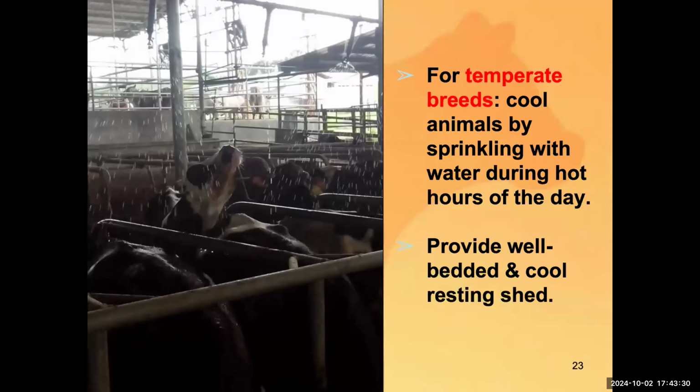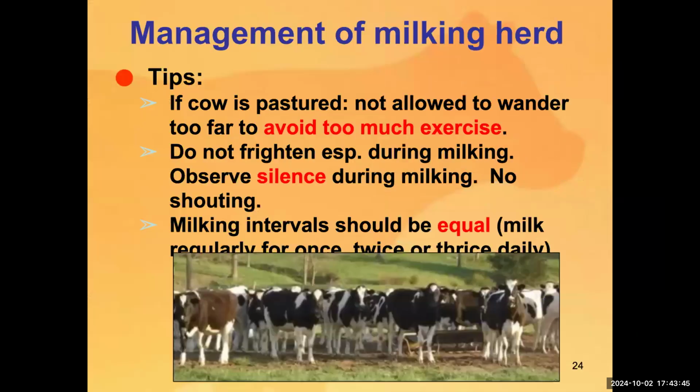Even if they are not lactating yet, of course, they're happier if they're cooler. They won't be panting. And actually, they really love the shower. See, the cow here, the heifer, is even asking for it. Okay, so next slide is additional tips to increase the animal welfare.